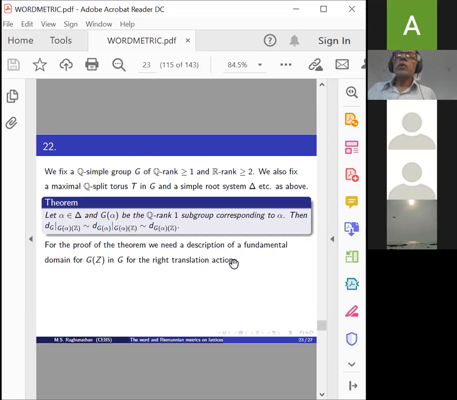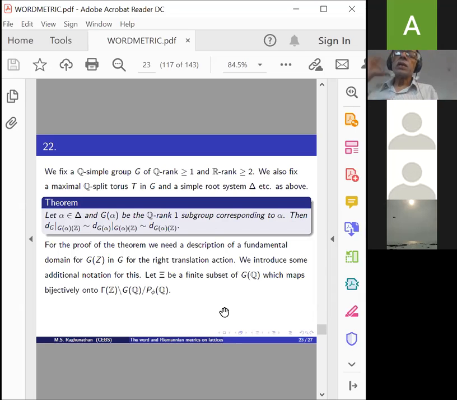For the proof of the theorem, we need a description of a fundamental domain for G_Z in G for the right translation action. This description is given by Borel, and I have to introduce some additional notation for this. So let sigma be a finite set in G_Q which maps bijectively onto the double coset space: G_Q, P_phi, the minimal Q parabolic subgroup, and I take Q points of that. Take the quotient set G_Q by P_Q, and then pass the quotient further by gamma_Z. This set turns out to be finite. That's part of Borel's theorem.